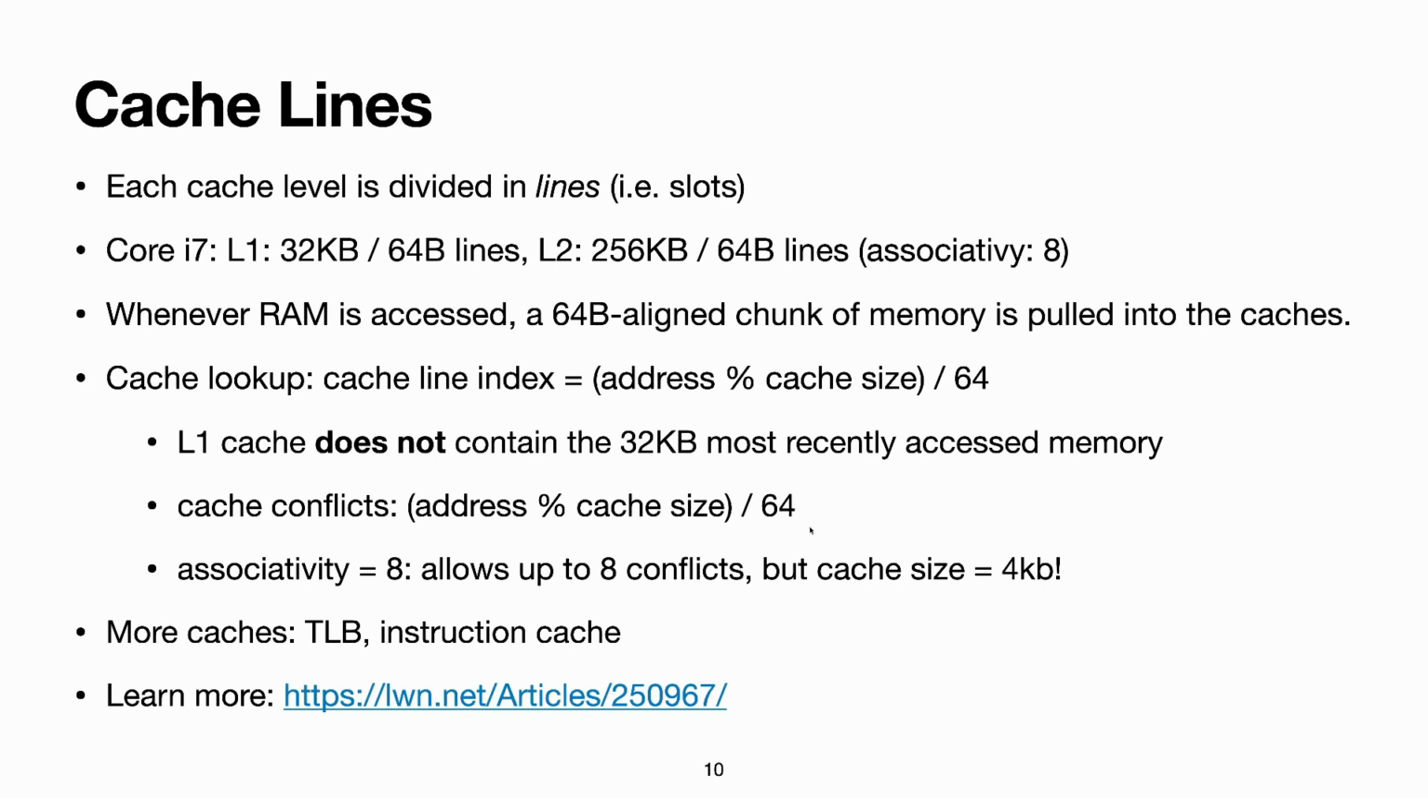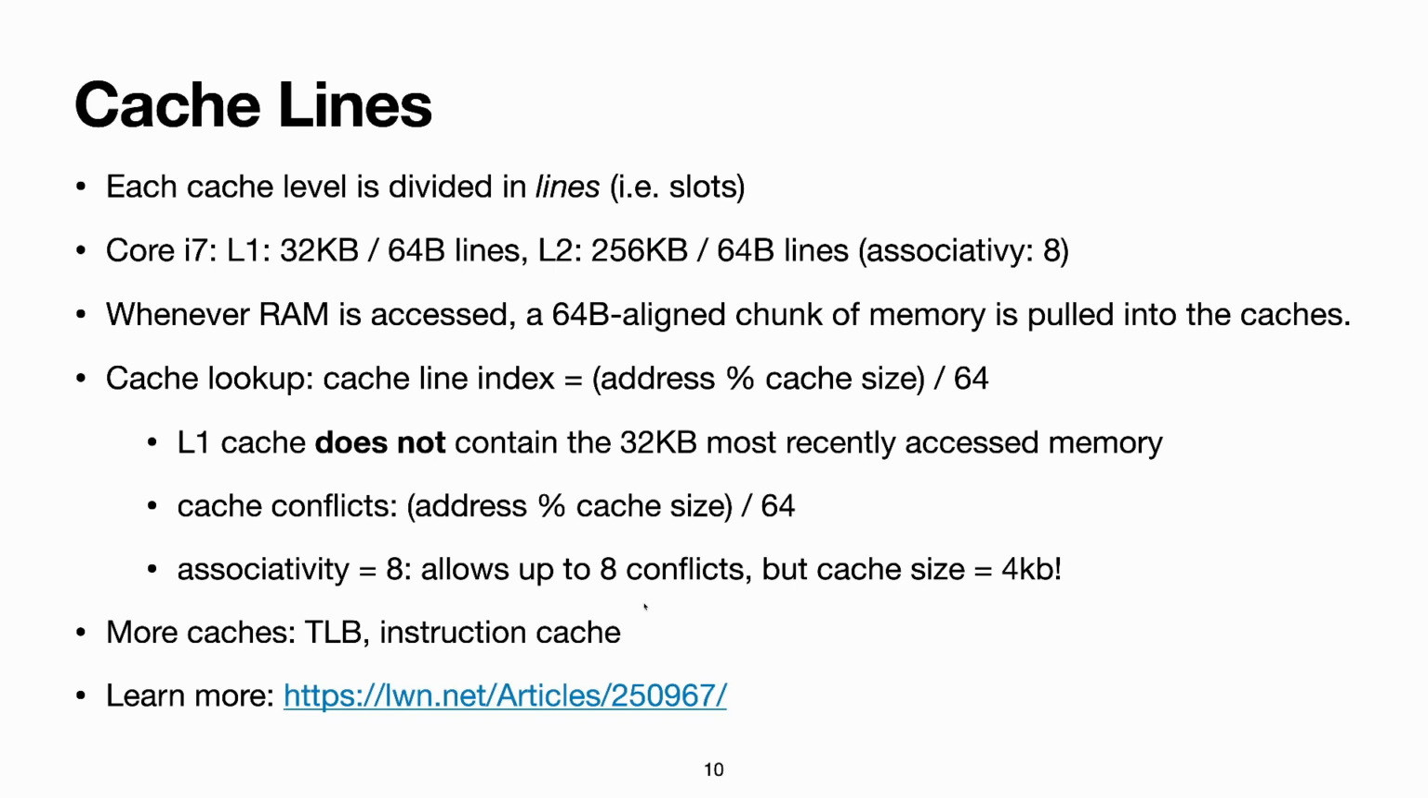This is annoying because it means that if you have code that deals with an address that is maybe 1 and 129, they will keep conflicting for the same cache line, and so you will have to reload the memory each time you access it. So to avoid this problem, you have something called associativity. The i7 has an associativity of 8, and what it means is that it allows up to 8 conflicts. So there are actually 8 versions of the cache line with index 1. There are 8 versions of the cache line with index 0, etc. For every index, there are 8 versions of it.